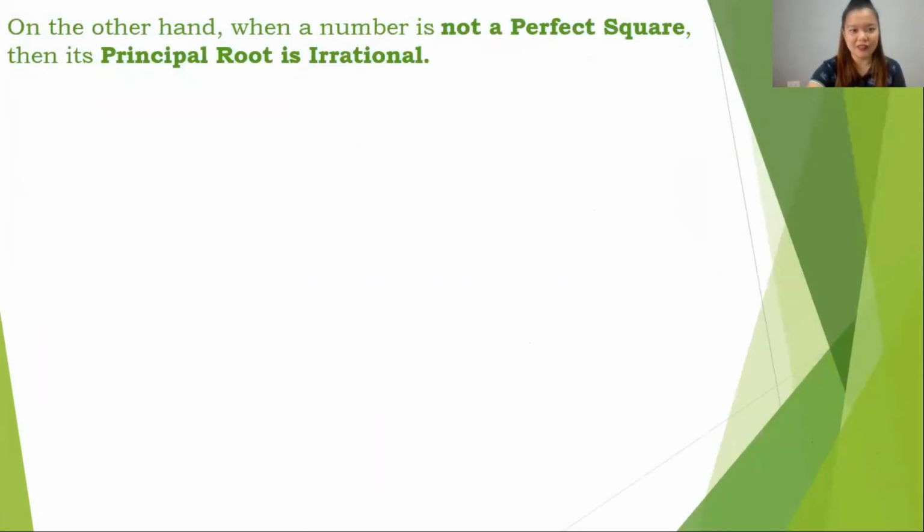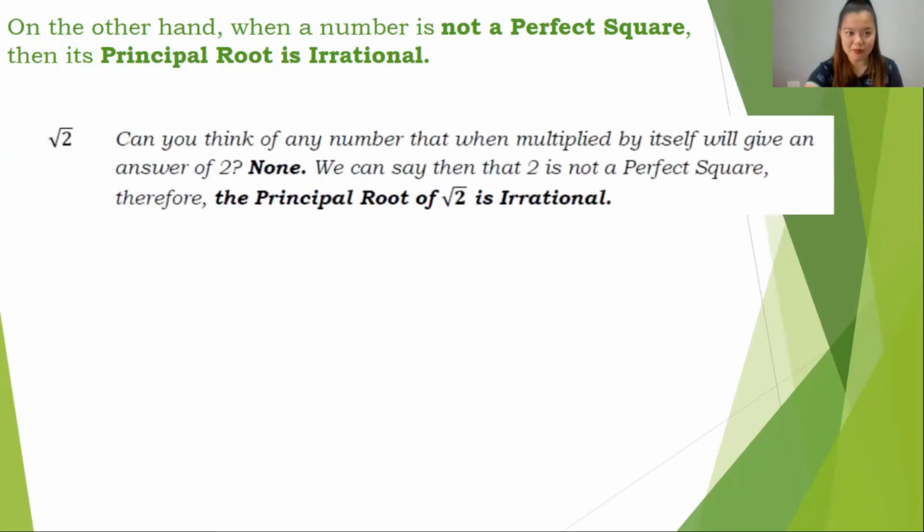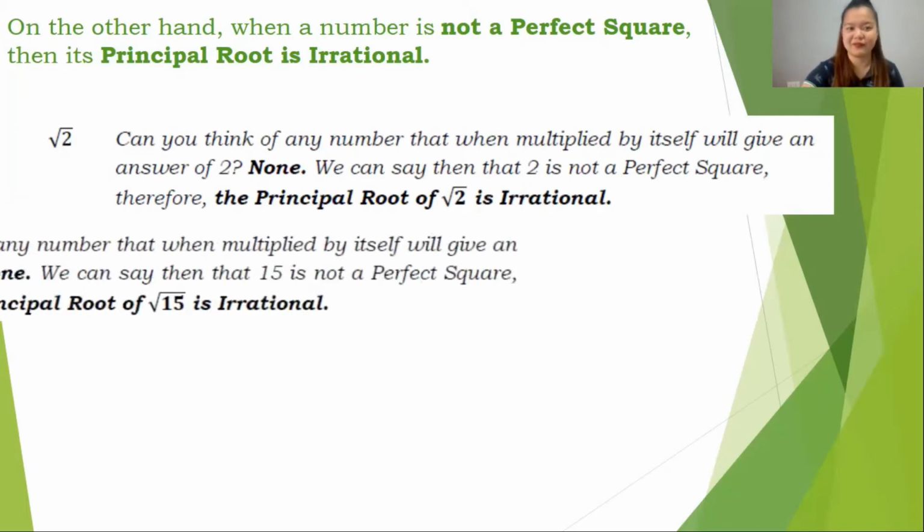On the other hand, when a number is not a perfect square, then its principal root is irrational. For example, square root of 2. Can you think of any number that when multiplied by itself will give an answer of 2? Right, none. So we can say that 2 is not a perfect square, therefore the principal root of square root of 2 is an irrational number.